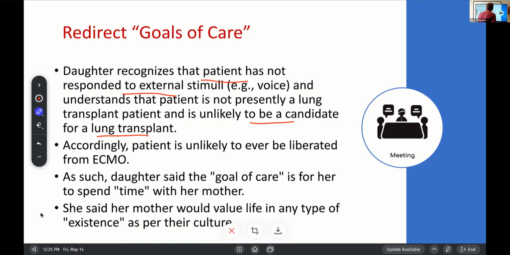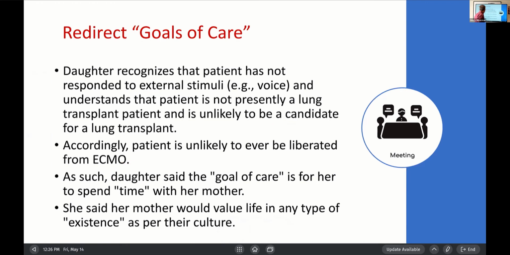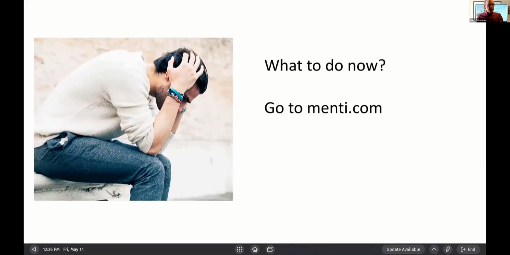And the daughter said, well, I realize my mother would never wake up, but I want to spend more time with my mother. And we asked her, would this be something that her mother would want? Would she value life in any existence? And she said yes, as per their culture, she would value life in any existence. So what do I have here? Well, what to do now?